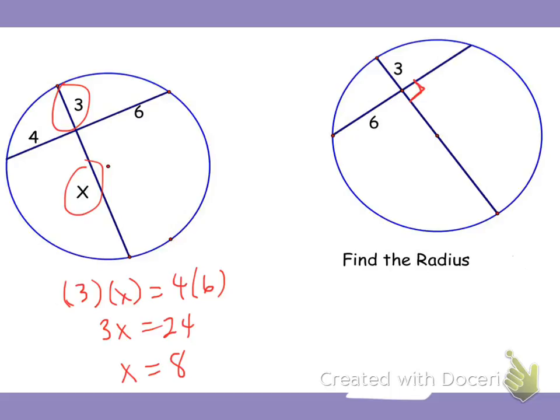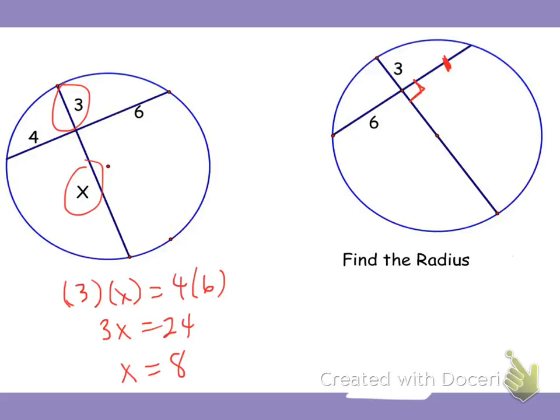Alright, pretty simple. Here's more of a challenging problem. If I'm given a similar diagram, I have 3 on one part of the chord and 6 on the other part of the chord, I should say. How can I find the radius? Now look closely at the picture, because you might be thinking to yourself, well, there's not enough numbers here. I have to have 3 out of 4 numbers in order to solve for an unknown variable. But do we know this side already?